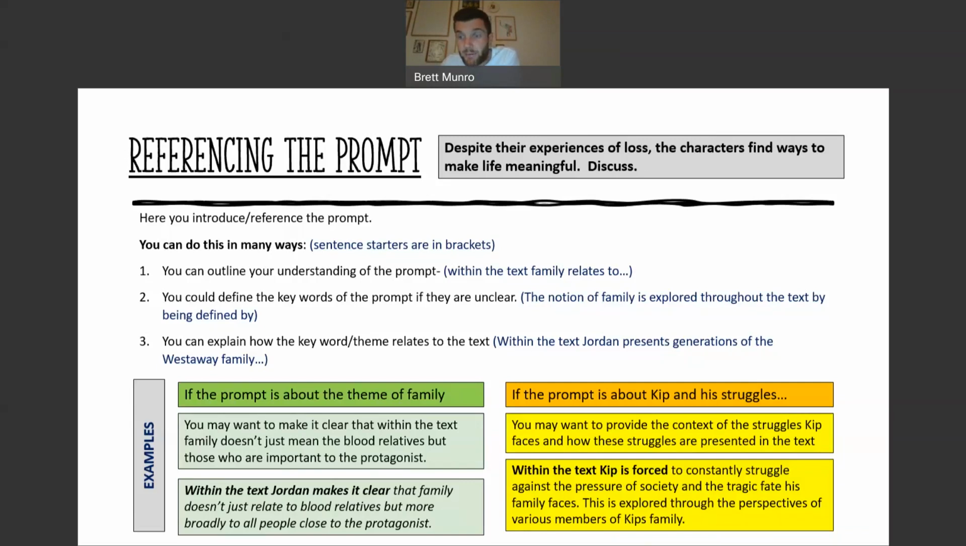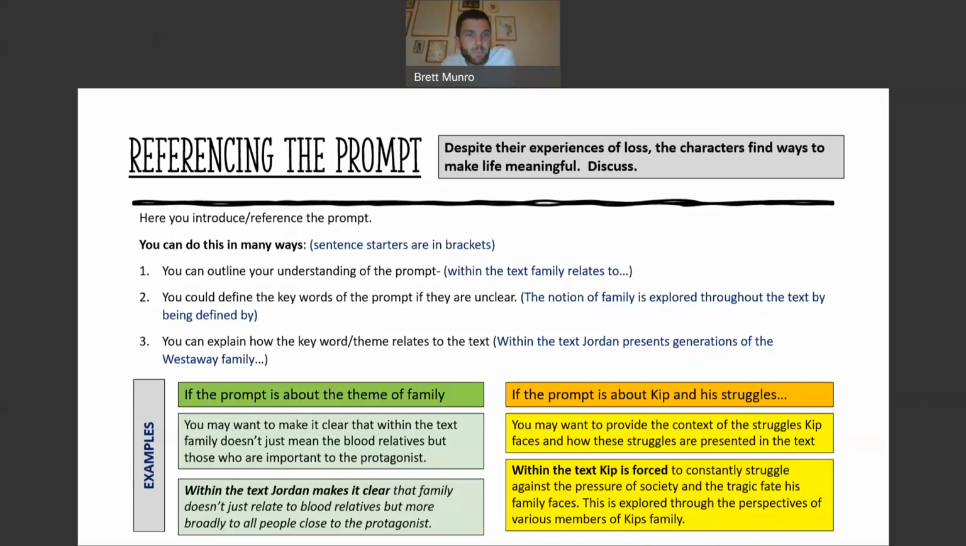Sometimes you'll have a key word such as family that you might want to explore and explain exactly what you mean by family. Do you mean family as in just the blood relatives, or do you mean the extended family and all the people that the protagonist loves? In this case, you would be using the sentence starter, the notion of family is explored throughout the text by being defined by all the people that the protagonist loves, for example, or cares about.